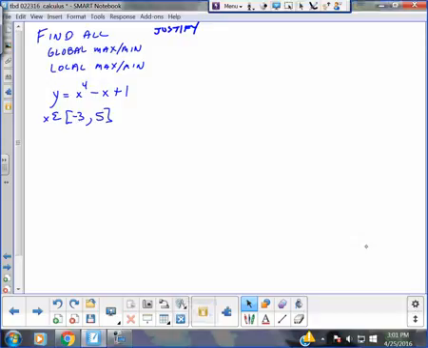All right, so I have a problem where I want to find all the global max and mins, local max and mins on a closed interval. Now it's polynomial, so it's continuous everywhere. We should immediately think extreme value theorem and know that we have to check the endpoints. All right, the endpoints could be at x equals -3 and x equals 5. That could be a max or min.